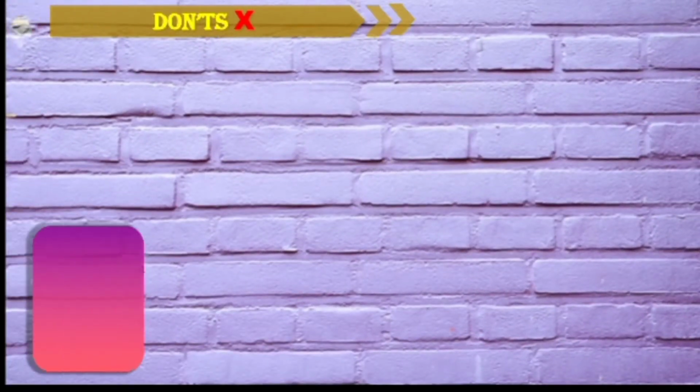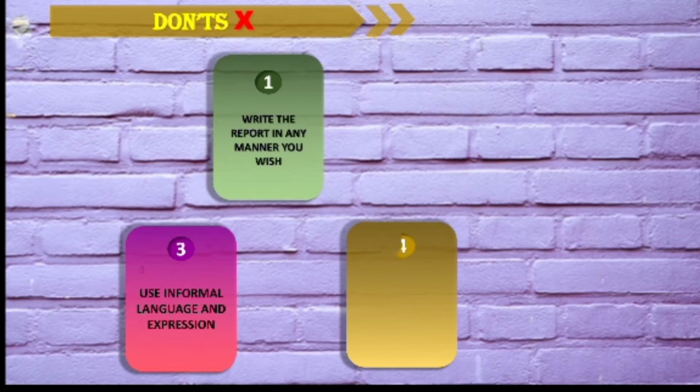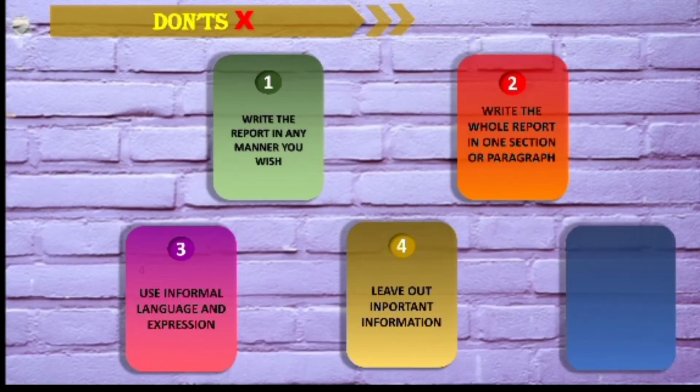Alright, now for the don'ts, things that you should not do in writing a report. The first one, write the report in any manner you wish, so don't do this. Second, write the whole report in one section or paragraph. Okay, a report should have paragraphs. Number 3, use informal language and expressions.